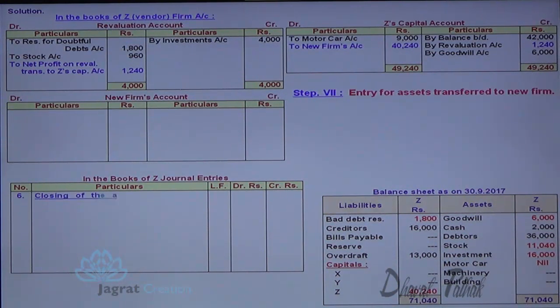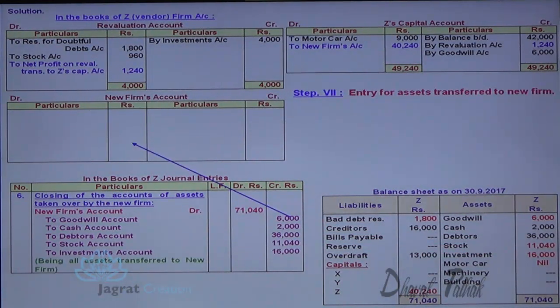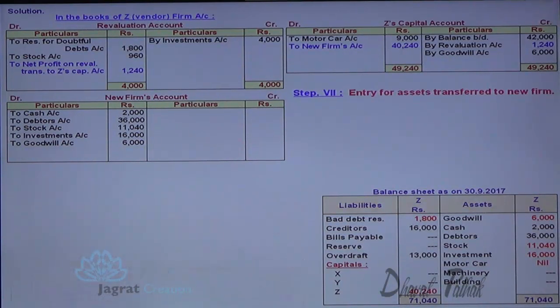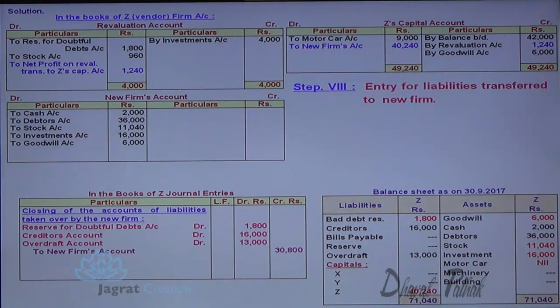Assets transferred, new firm account debit 71,040. To goodwill, to cash, to debtors, to stock, to investment. Assets transferred. New firm is the receiver of the asset, debit the receiver. New firm account debit to goodwill, to cash, to debtors, to stock, to investment. Now liabilities are transferred. So bad debt reserve account debit, creditors account debit, overdraft account debit, to new firm account credit. Liabilities are transferred to the new firm.